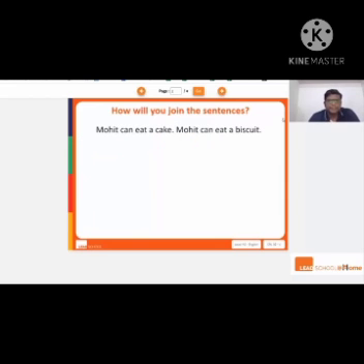Let's move to the next slide. How will you join the sentence? Now you know that and, or, but are connectors, right? But how do you connect? So let's see how we connect those sentences. Can you read this? Mohit can eat a cake. Mohit can eat a biscuit.